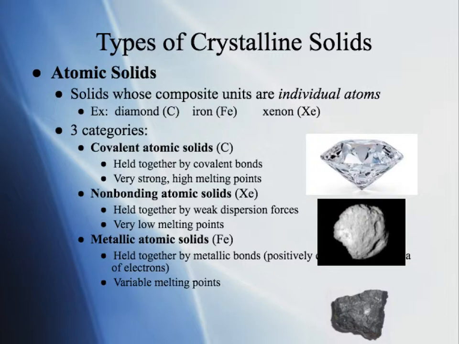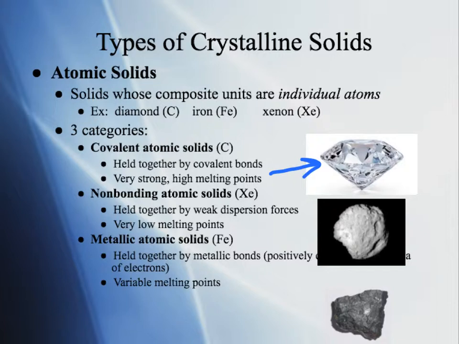Iron, xenon, they've got different types. So basically there are 3 different categories for atomic solids. We can have covalent atomic solids that are held together by covalent bonds. These guys are very strong, with high melting points. This is the diamond in effect. Then we have non-bonding atomic solids like xenon.